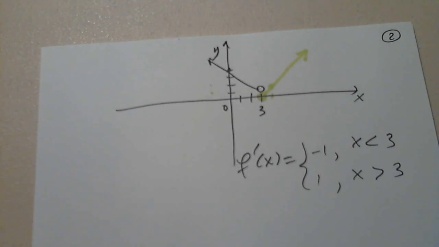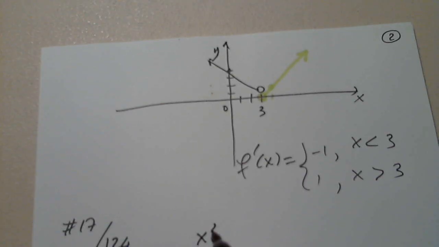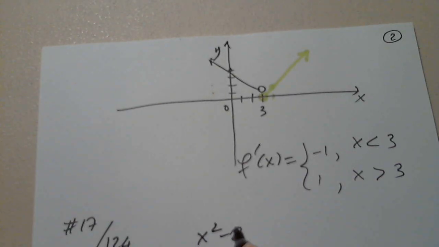Any preference, or I will choose? Can we do 17? Of course. So let's do 17. In 17 on page 124, we have the limit as x approaches 3 from either side of x squared minus 8 divided by x minus 2.